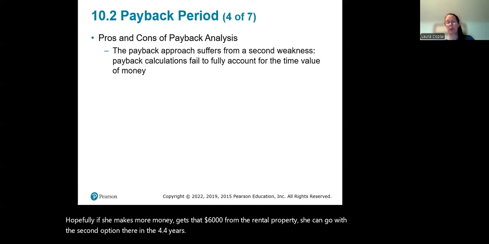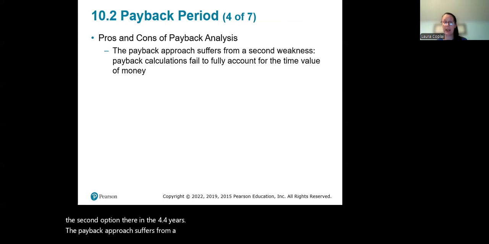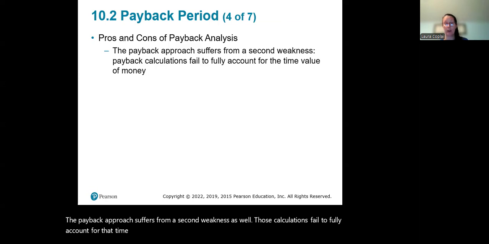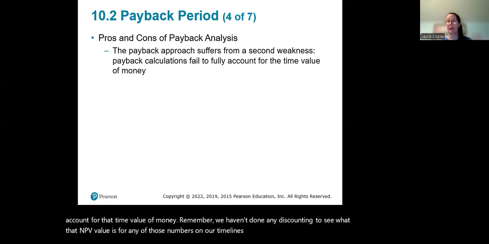The payback approach suffers from a second weakness as well. Those calculations fail to fully account for that time value of money. Remember, we haven't done any discounting to see what that NPV value is for any of those numbers on our timelines, right? We were just going off of that basis amount.